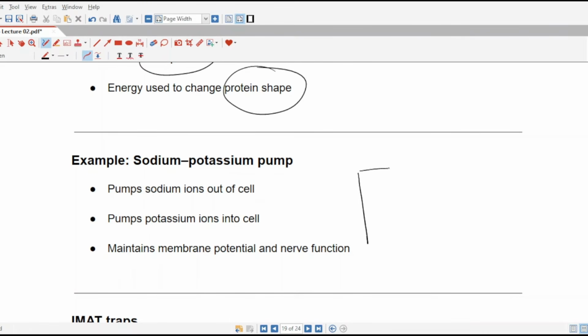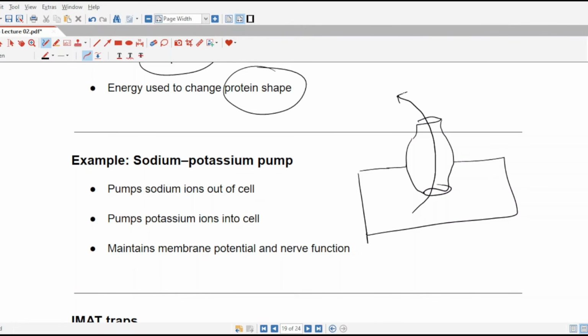Let's say this is a cell that I have drawn, and let's say this is a sodium-potassium pump. This sodium-potassium pump will pump sodium outside, and it will take potassium inside. It will pump 3 sodiums outside the cell and 2 potassiums inside the cell. And by this, the membrane potential and nerve function is maintained. So the sodium-potassium pump is very, very important.